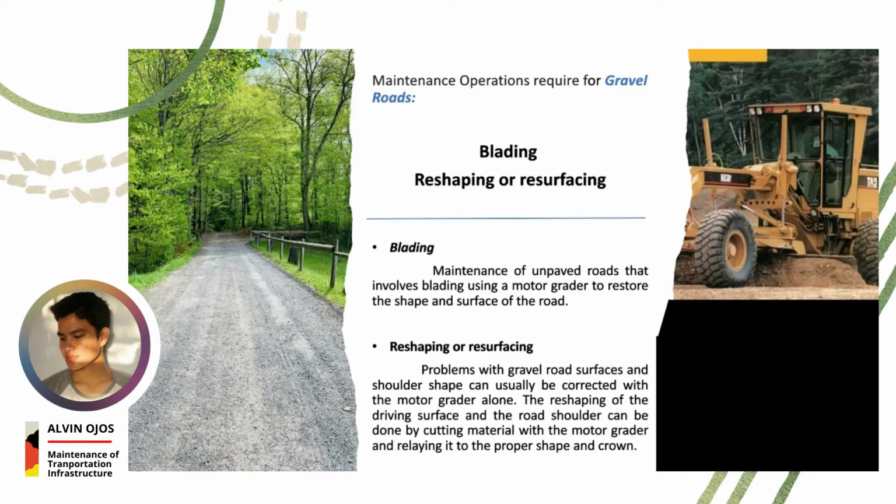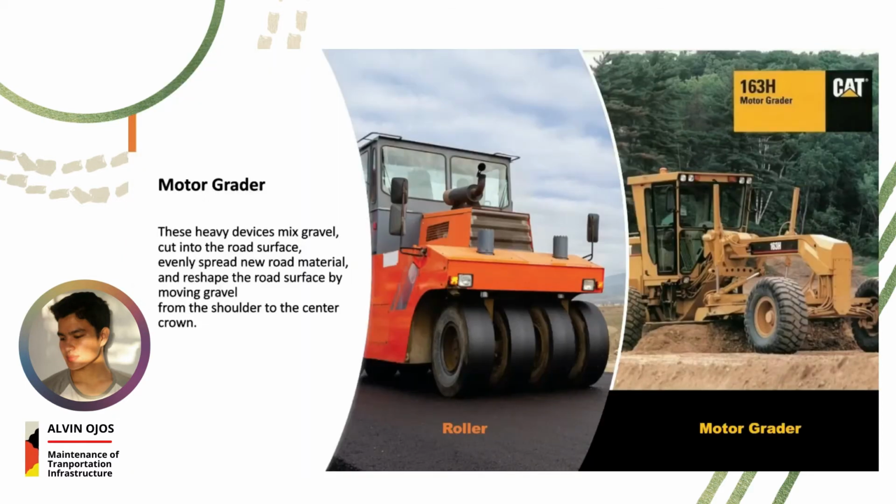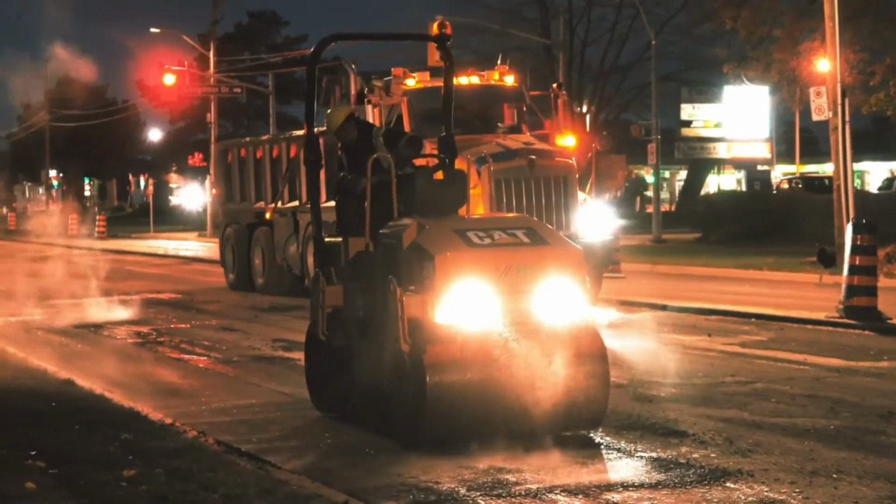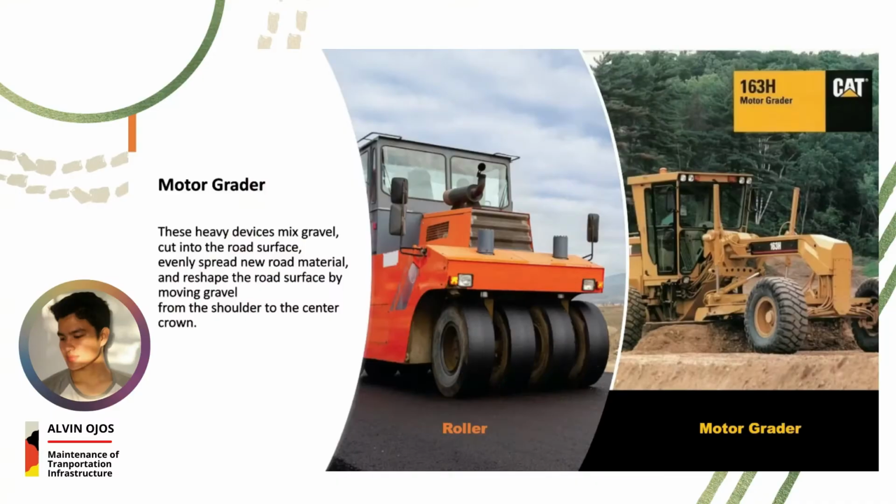So here we have pictures of a roller and a motor grader. These heavy devices mix gravel, cut into the road surface, evenly spread new road material, and reshape the road surface by moving gravel from the shoulder to the center crown. And to keep the gravel in place, if possible, the use of a roller for compaction will greatly improve the finished surface. This will leave a denser, stronger, smoother surface that will be easier to maintain.